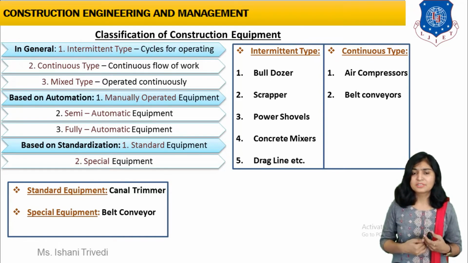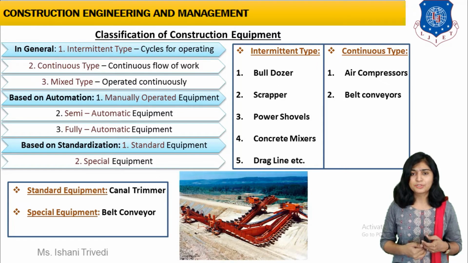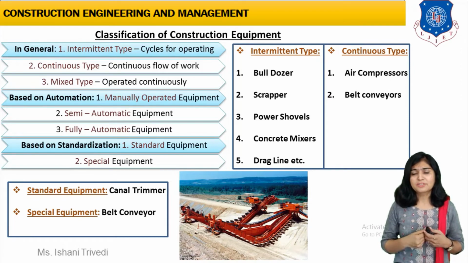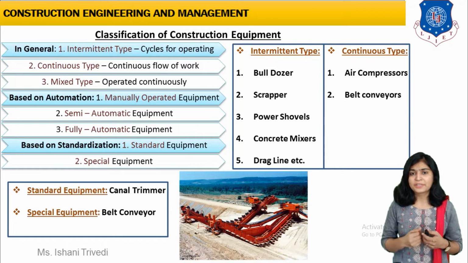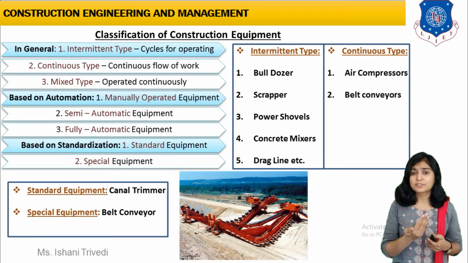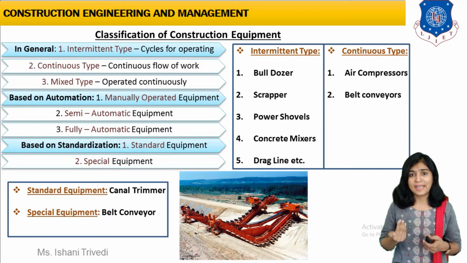And then, based on standard and special equipment, as I told you. For standard equipment, here they are considering a canal trimmer. Have a look at the image over here. I think you will be able to see the image. Yes, this is an example of a canal trimmer. It means the excavation work which has to be performed specifically for the canal.